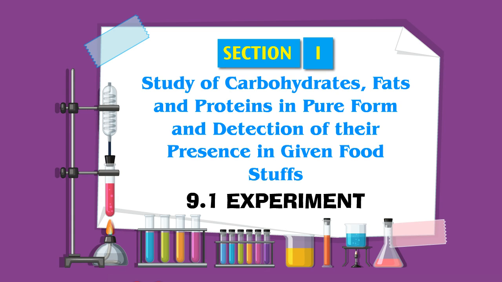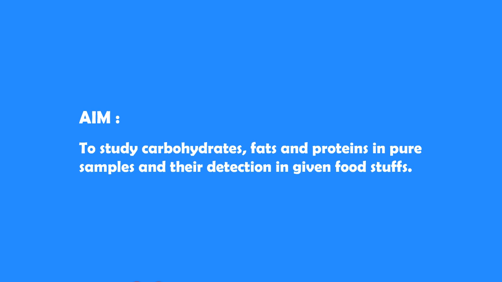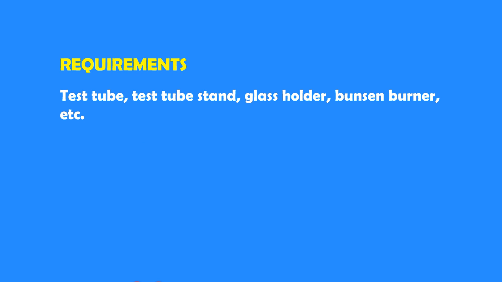Section I. Study of carbohydrates, fats, and proteins in pure form and detection of their presence in given food stuffs. Experiment 9.1. Aim: to study carbohydrates, fats, and proteins in pure samples and their detection in given food stuffs. Requirements: test tube stand, glass holder, Bunsen burner, etc.